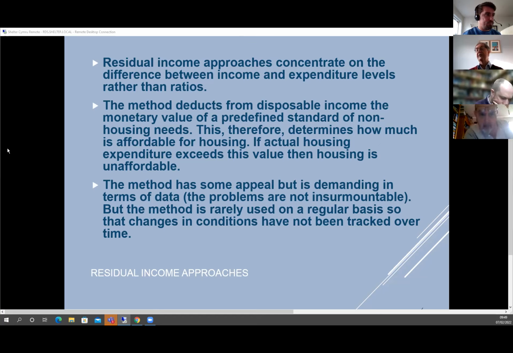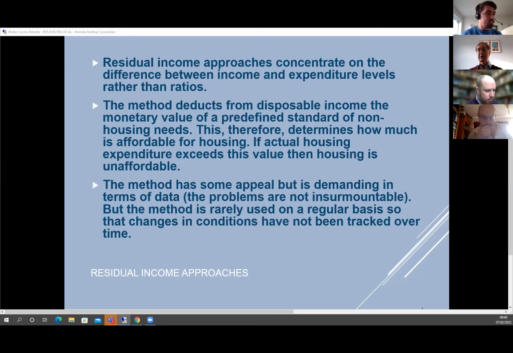The idea is to define some minimum level of non-housing expenditures, for example, defined by a poverty scale. This is then deducted from a household's disposable income to give an idea of the affordable level of housing. So if your actual housing cost expenditure is above this level, then there's an affordability problem. That has quite some appeal, I think, in principle.